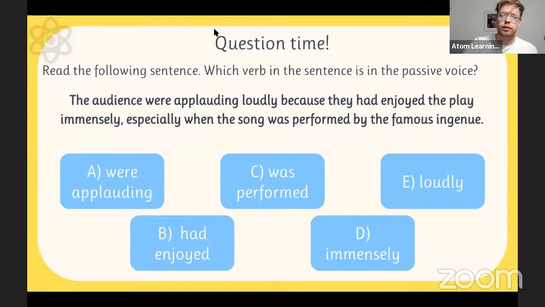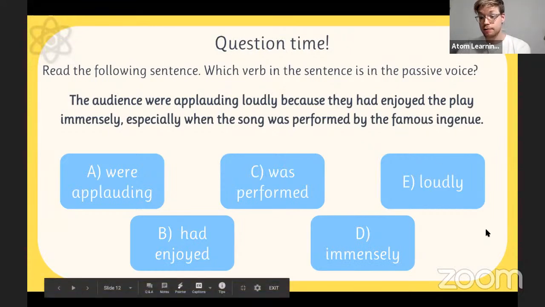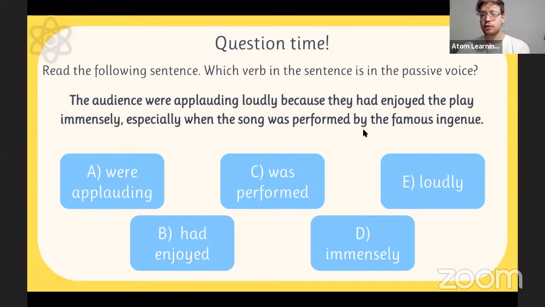Okay, so we've had enough time on this question. In the following sentence, you need the verb which is in the passive voice. Remember, the passive voice will often have, such a hard word to say, auxiliary. It will have an auxiliary verb with it. So I'm going to end the poll and share the results.